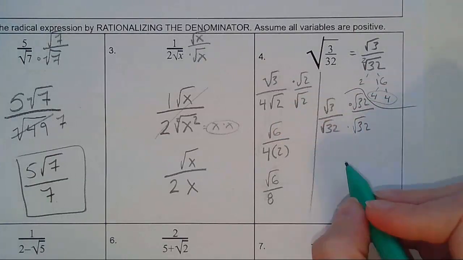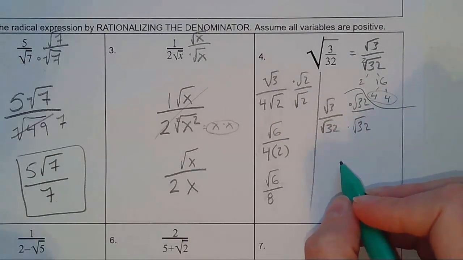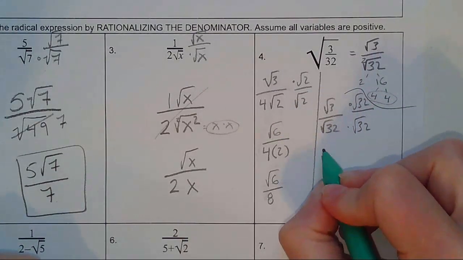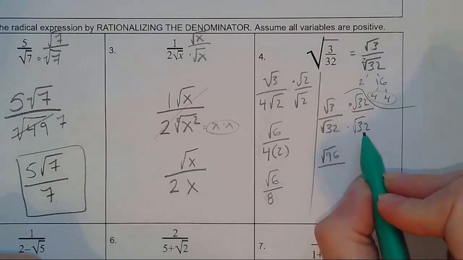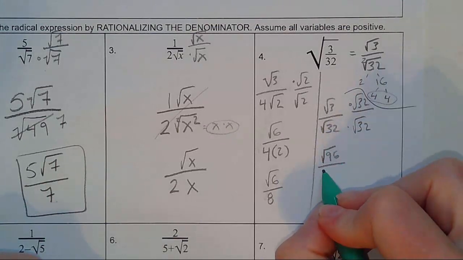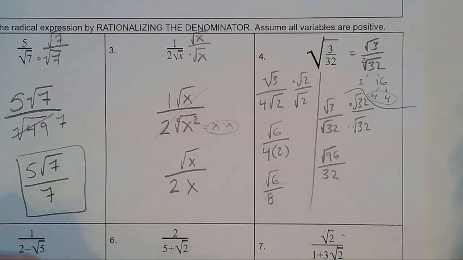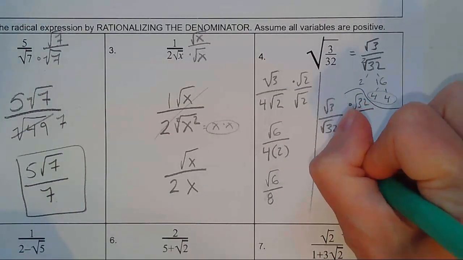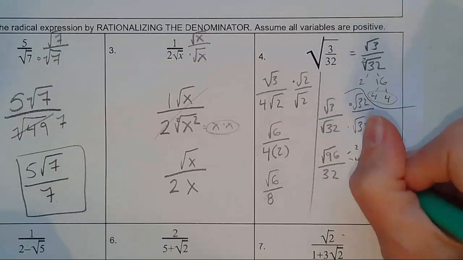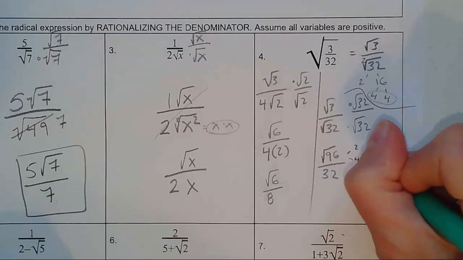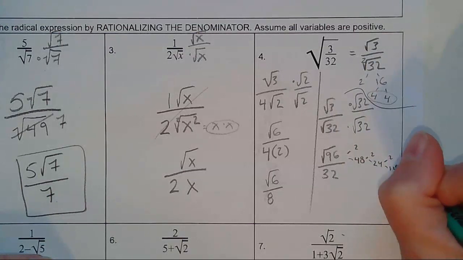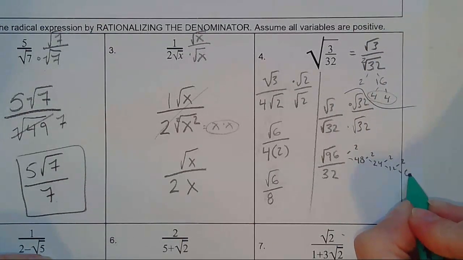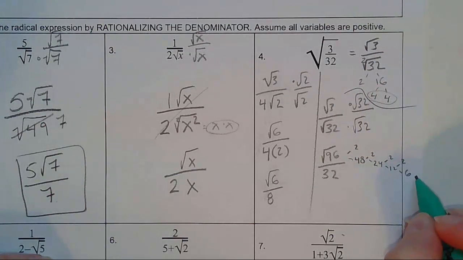Doesn't matter. All right, so multiplying 3 times 32, you're going to get root 96 over root 32 times root 32, which is just 32. All right, I've got to break down 96. So 96 is 2 and 48. 48 is 2 and 24. 24 is 2 and 12. 12 is 2 and 6. And then 6 is 2 and 3.